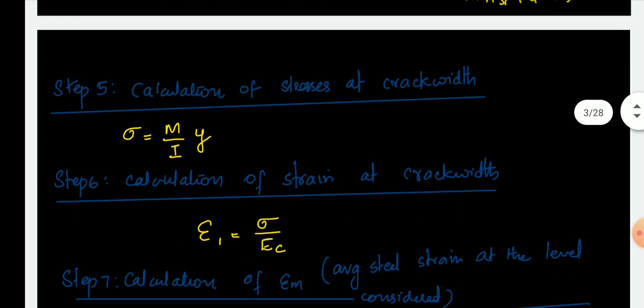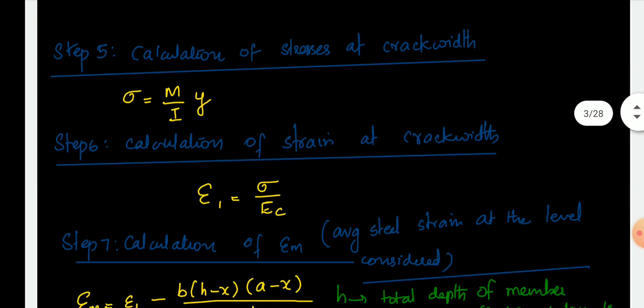The next is the calculation of stress at crack width. A crack in a point, the stress at that point is what we need to find. We know that by the bending equation, sigma, that is stress, is equal to M by I into y, where M is the moment, I is the moment of inertia, and y is the depth. Then the calculation of strain at crack width: epsilon 1 is given by stress divided by Young's modulus of concrete. We know that strain is given by stress by Young's modulus of concrete.